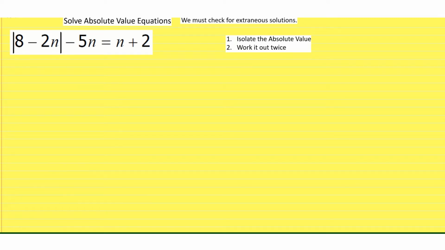Hello, this is Charlene. We will be solving an absolute value equation in this video. Our equation says that we have the absolute value of 8 minus 2n minus 5n, and that's equal to n plus 2. So the first thing that we want to do is to isolate the absolute value itself.